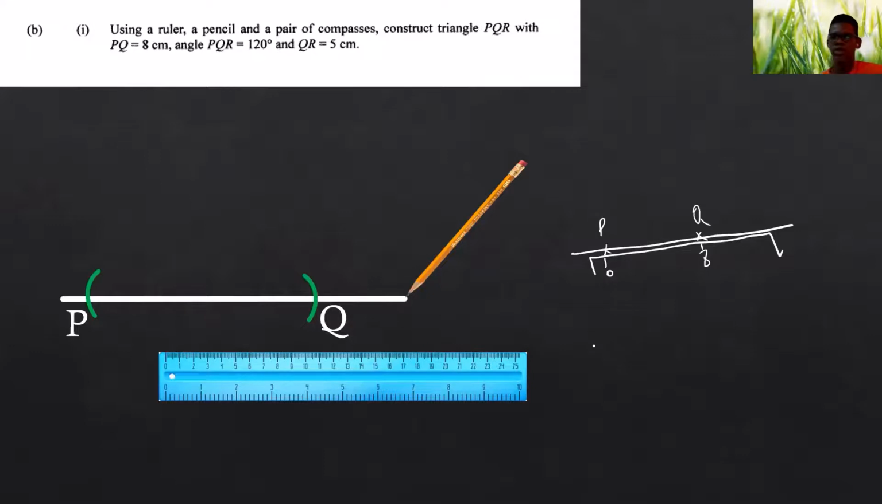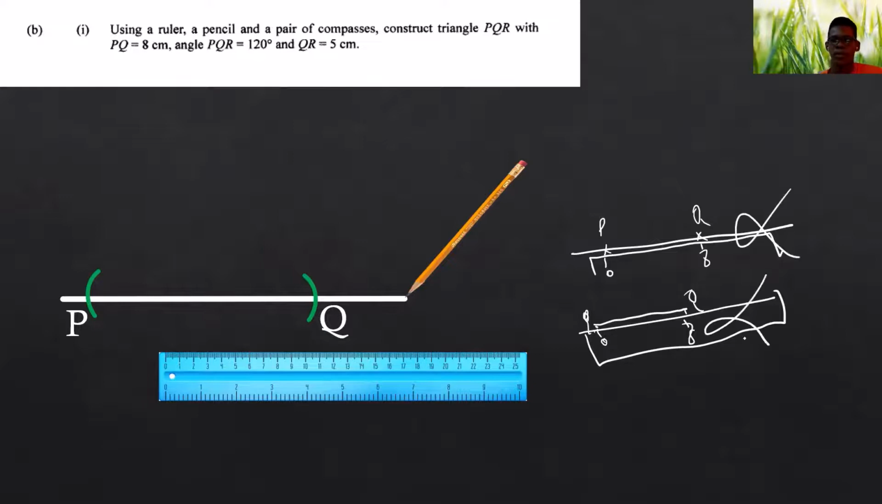Or I didn't just take the ruler and take my pencil and draw a line from 0 to 8, and then this will be your P and Q. I didn't do any of this. This is what I did. This is what you need to do to get that.